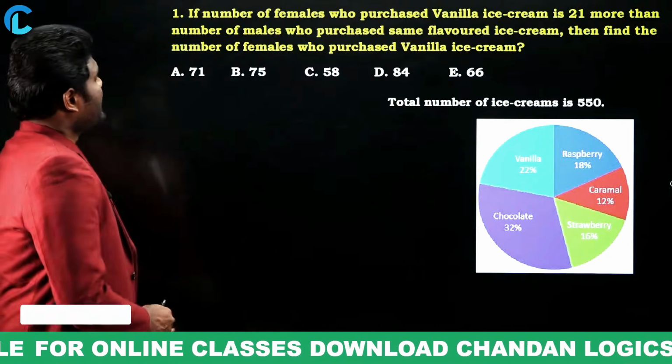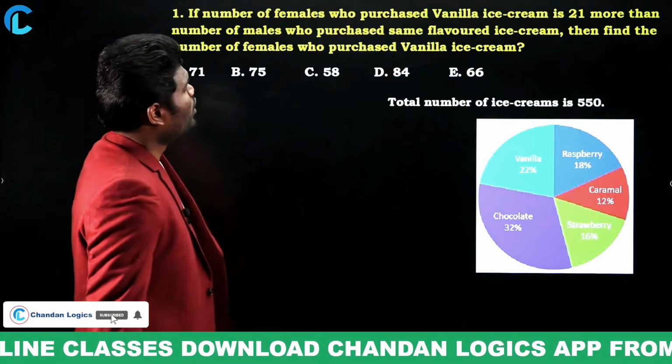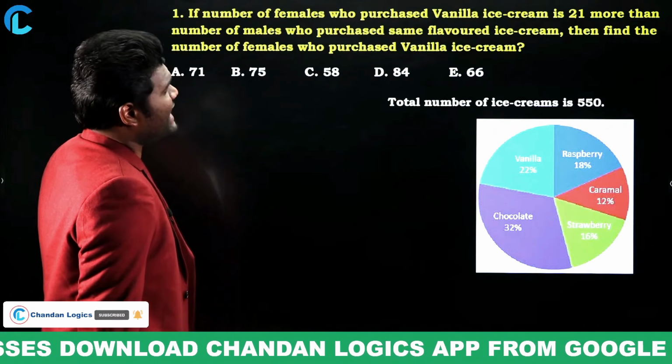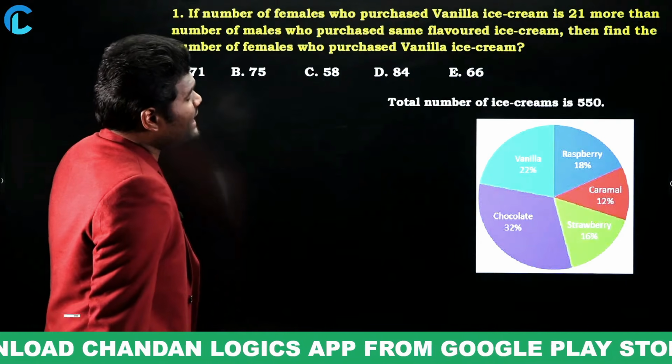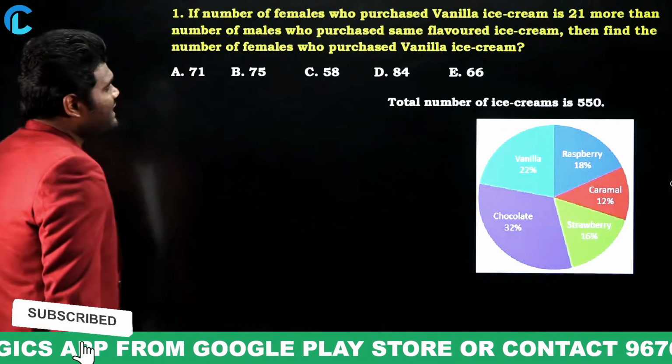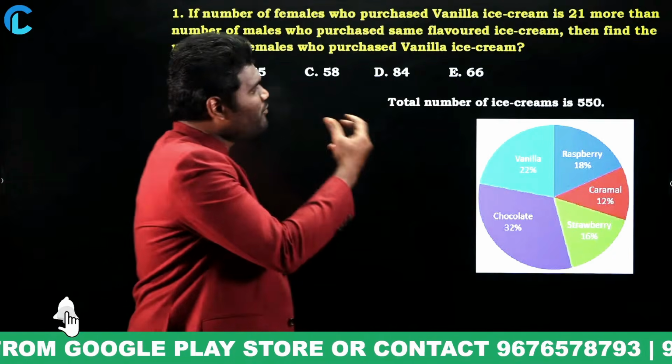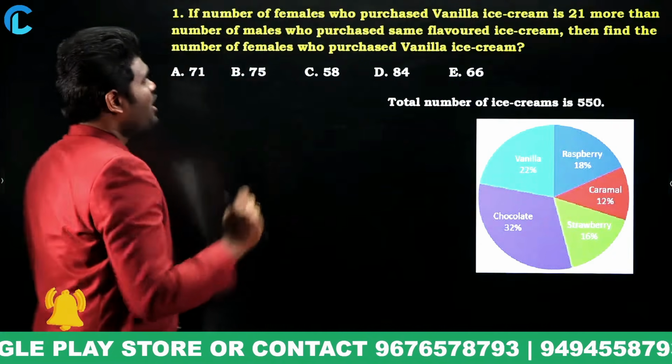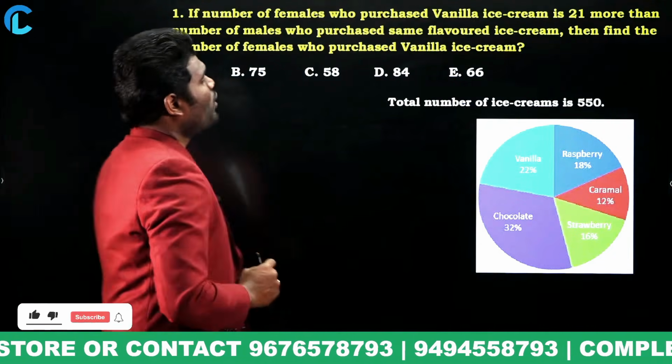First question: if the number of females who purchased vanilla ice cream is 21 more than the number of males who purchased the same flavored ice cream, then find the number of females who purchased vanilla ice cream.